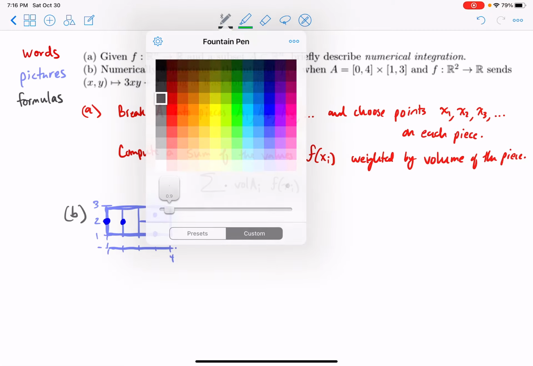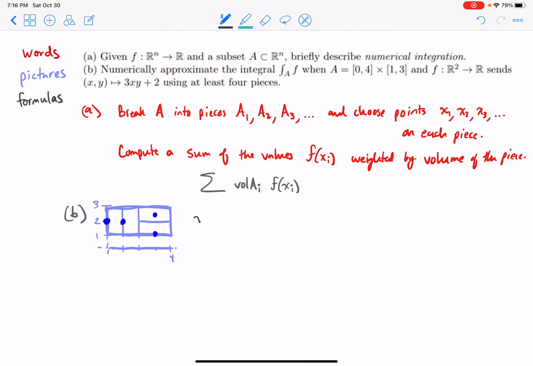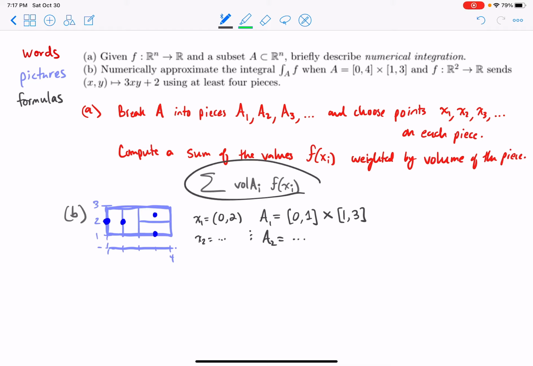Okay, and so let me just write that out. x1 is the point (0, 2), and A1 is from 0 to 1, product 1 to 3. So I could say A1 is the interval 0 to 1 times the interval 1 to 3. I could keep going, but instead I'm just going to skip right to the answer.